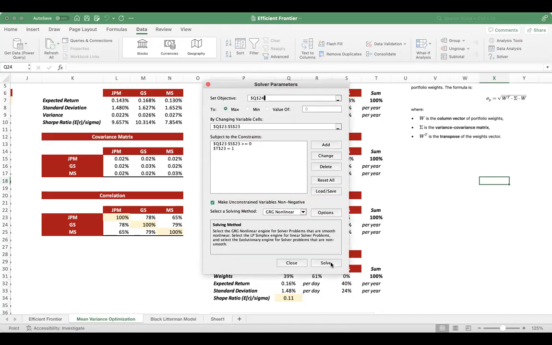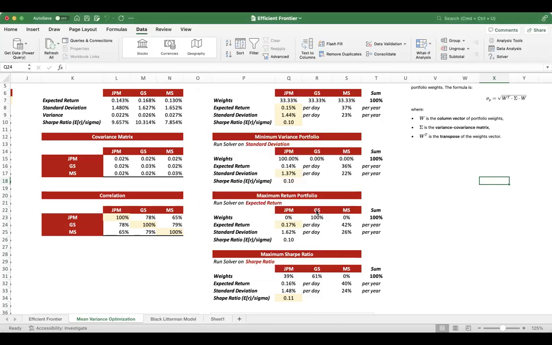Now what will I do? I will put solve, okay, and if you look at it, it has solved. Eventually, what I should have done is I should have changed the portfolio to show you how it has solved. So let's say this is my portfolio.